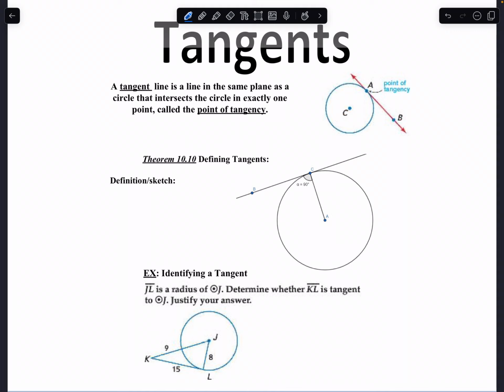Hi, welcome back. In today's video, we're going to talk about tangents and how they relate to circles. We've spoken about tangent before in terms of SOHCAHTOA. Now we're going to talk about tangents in a very similar form, but now with circles.